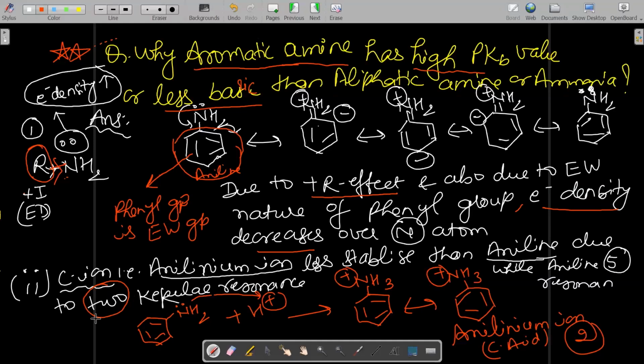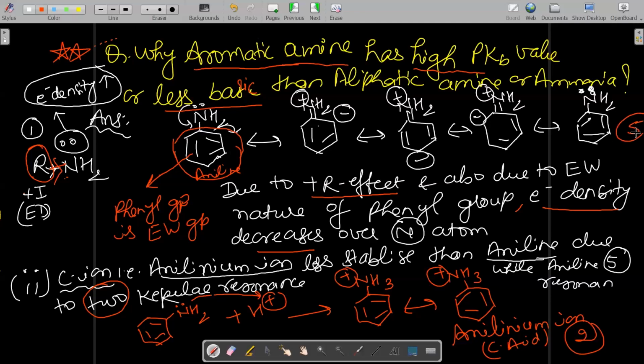And the second reason is its conjugate ion, that is anilinium ion. Always we know, the conjugate ion should be more stable. As the conjugate ion is more and more stable, the base will be a stronger and stronger base. But here what you are observing, the conjugate ion, that is anilinium ion, is not very stable. That is even less stable than aniline. Why? Because of resonance. Aniline, you can see over here, aniline is stabilized by how many resonance structures?